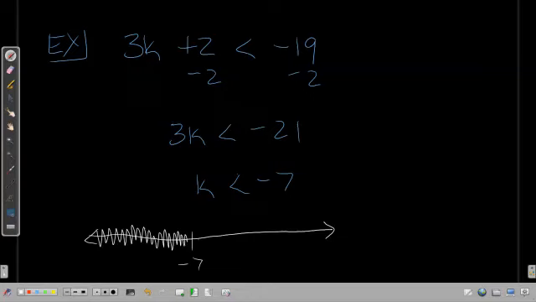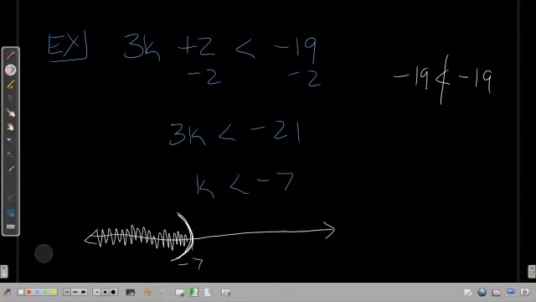I would not include the minus 7 because this is strictly less than negative 7. If it is strictly less than negative 7, then it does not belong in our solution set. The number negative 7, if I put negative 7 right there for k, then this would not be true, because minus 19 is not less than minus 19. So negative 7 itself cannot belong to the collection.